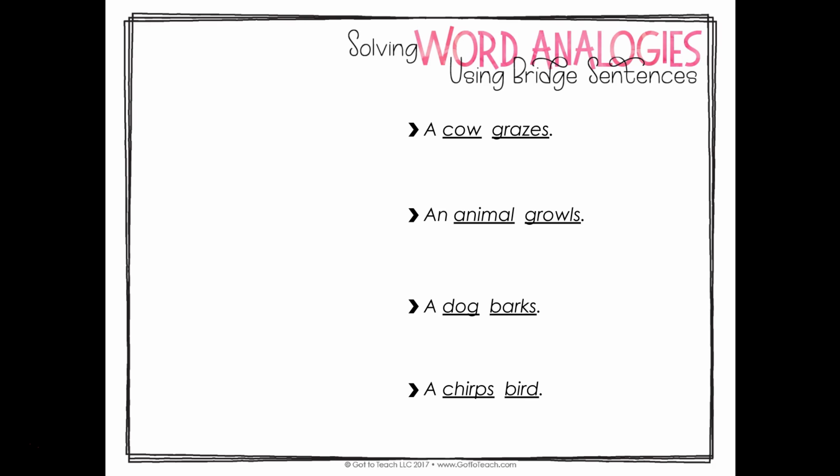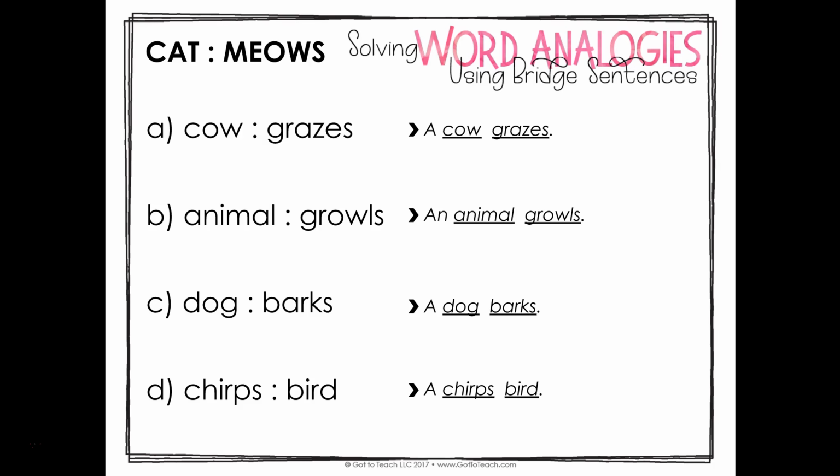So, how do you solve word analogies using bridge sentences? If we go back to "cat is to meows," the options are: cow is to grazes would look like a cow grazes. Animal growls, an animal growls. Dog barks, a dog barks. Chirps bird, a chirps bird. So if we start with a cat meows, we have to figure out which of these bridge sentences works best. A meow is a characteristic of a cat. A meow is a sound that a cat makes.